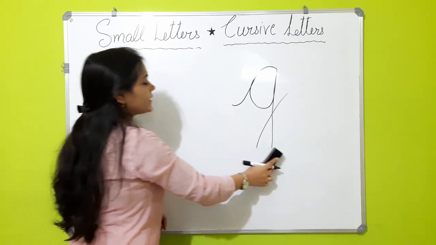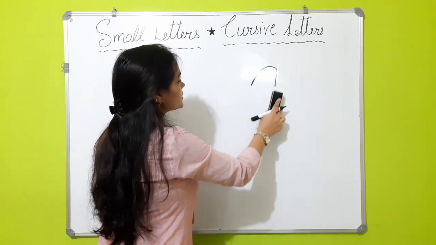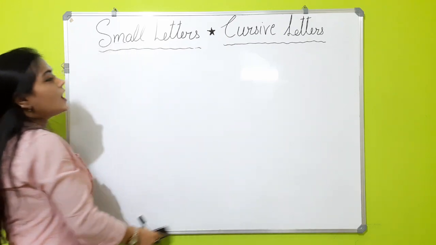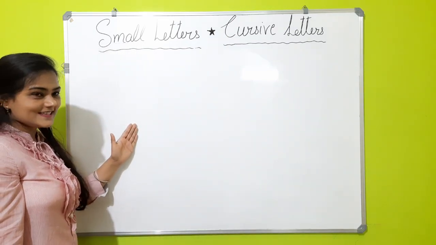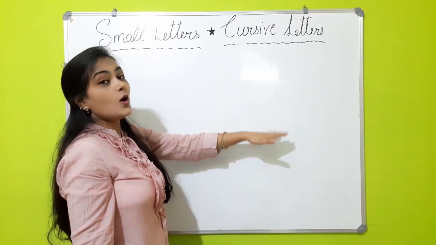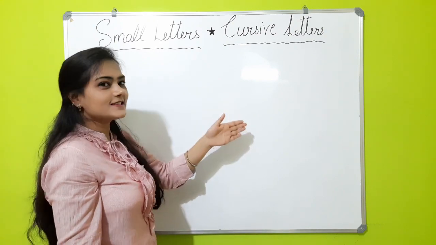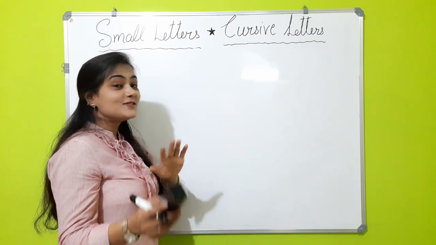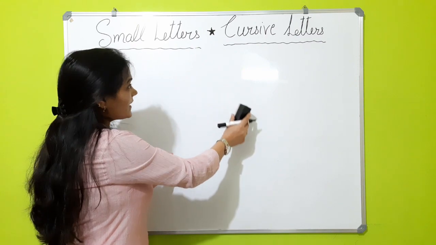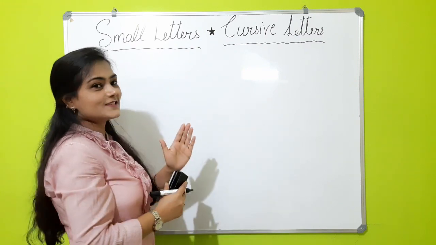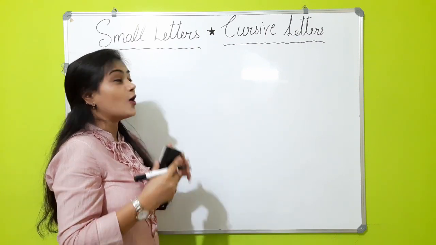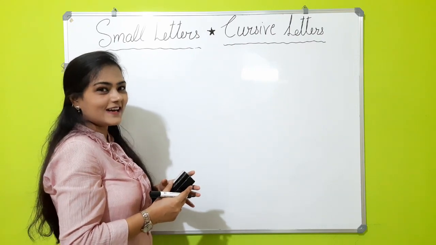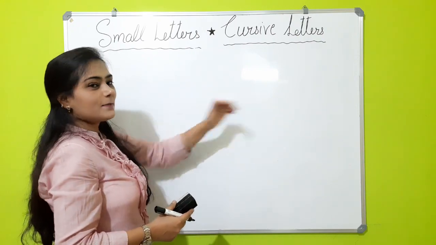So bachas, don't get confused. When you're watching this video, आपको पहले small letters सीखना है और फिर cursive letters. Why am I showing you both the letters at the same time? So that you can understand when we learn to write in cursive letters, what's the difference and how beautiful it looks, है ना? As compared to simple letters.